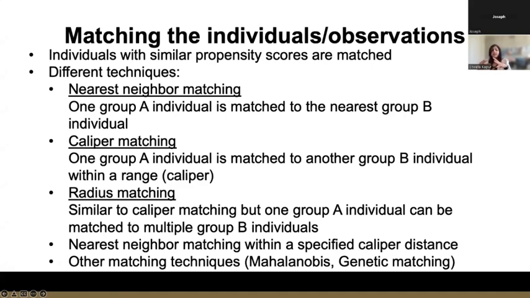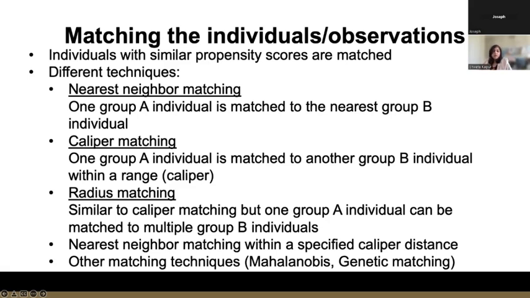Next is a technique that combines nearest neighbor matching with caliper matching, and they came up with nearest neighbor matching within a specified caliper. So in this technique, basically what they do is they say, let's find a match that is closest to this individual in terms of propensity score, but that match also has to be within the caliper that has been specified earlier.